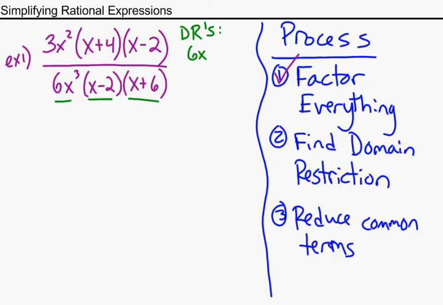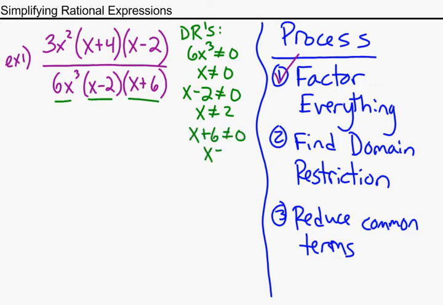So I take the 6x to the third, cannot be 0. If I solve that, dividing by 6 and taking a cube root, I know that x cannot be 0. x minus 2 cannot be 0, so x cannot equal 2. x plus 6 cannot equal 0, so x cannot equal negative 6. These are my three domain restrictions, the values I'm not allowed to plug into my rational expression.